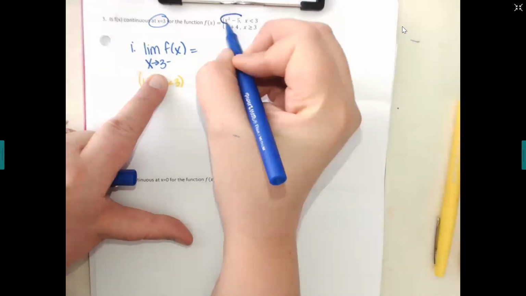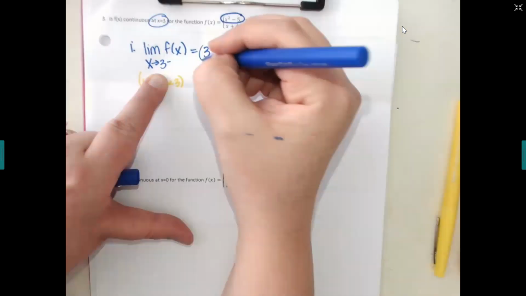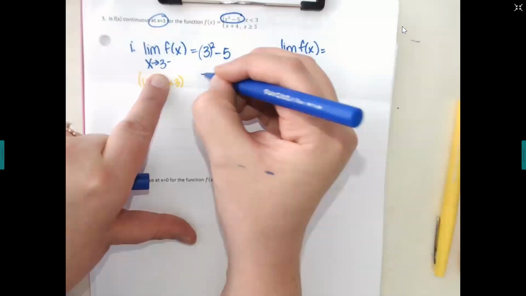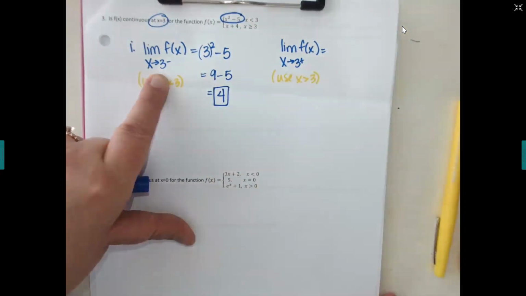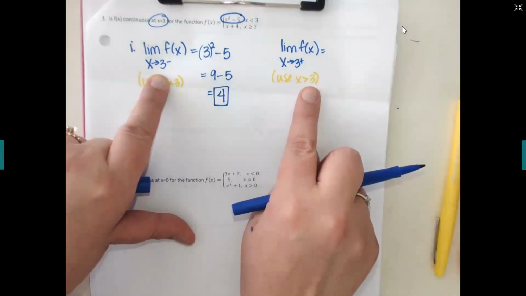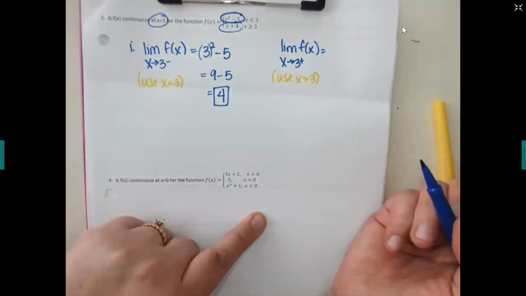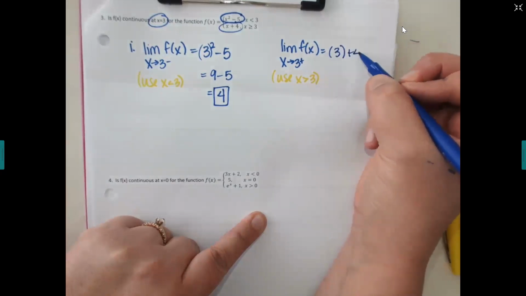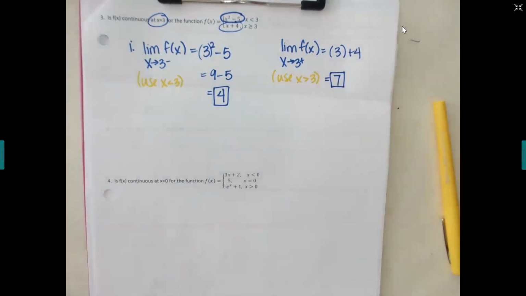So I would just plug into x squared minus 5. Now it's 3 squared minus 5. 3 squared gives me what? 9, take away 5 gives me 4. So my left-hand limit would be 4. For the right-side limit, I'm going to use x's that are greater than 3. Would that be the top or the bottom of the piecewise? The bottom. I'm plugging into x plus 4, so now that's 3 plus 4, which gives me 7. So my left side came out to 4, and my right side came out to 7.